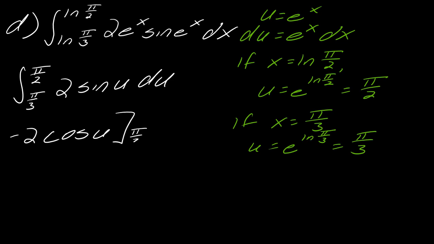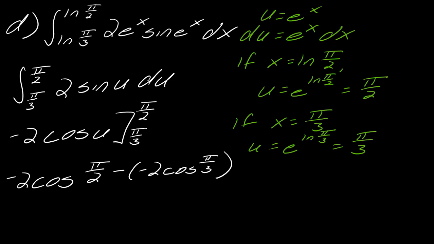And now the beauty of changing my limits of integration is that I don't have to change back to my original u. So I just plug all of this in. This becomes negative 2 cosine of pi over 2 minus negative 2 cosine of pi over 3. And this guy right here is just going to equal 0. And then cosine of pi over 3 is 1/2. So this comes out to negative, let's see, negative is positive. So this really comes out to 2 times 1/2, so that just equals 1. And that would be my solution in this case.